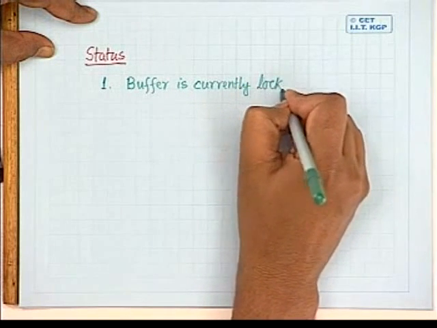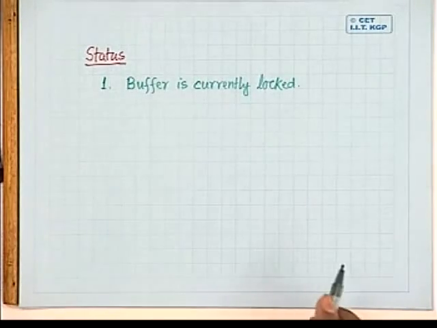Now, why do you want to lock the buffer? Say for example, some process is looking for block number 100 from the secondary storage. And as we said, our search mechanism will be that first you have to search in the buffer to see whether block number 100 is present in the buffer cache or not. So, in case it finds that block number 100 is present in the buffer cache, then the process has to transfer the entire block number 100 or some byte from block number 100 to its own user space.